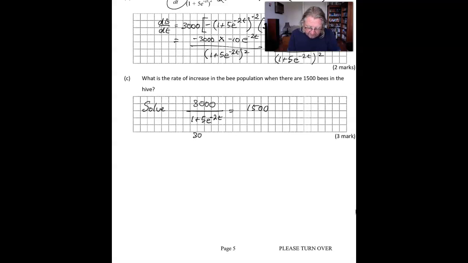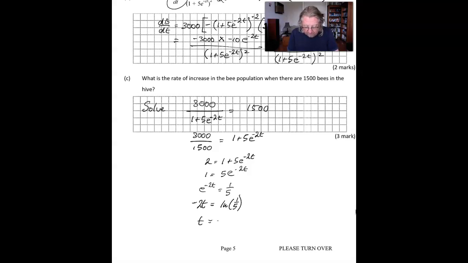So that gives us 3,000 over 1,500 being equal to 1 plus 5e to the minus 2t. Cancelling there, we get 2 is equal to 1 plus 5 times e to the minus 2t. Subtracting the 1, we're going to get 1 is equal to 5 times e to the minus 2t. Dividing by 5, we're going to get e to the minus 2t is equal to 1/5. We can take the log of both sides to get minus 2t is equal to the log of 1/5. And then that gives us t is minus a half log 1/5.